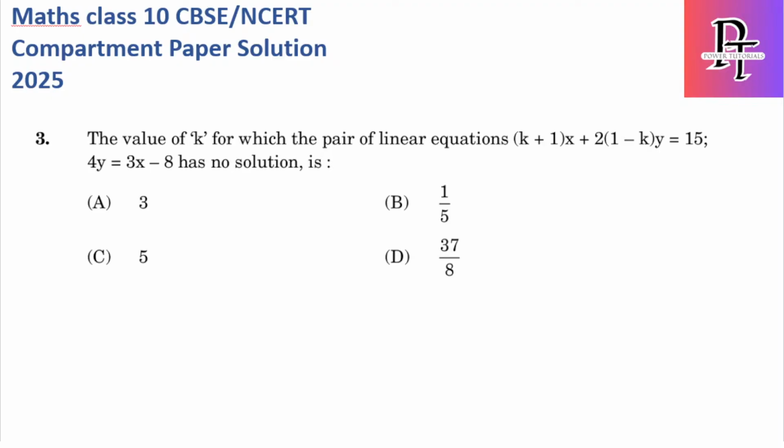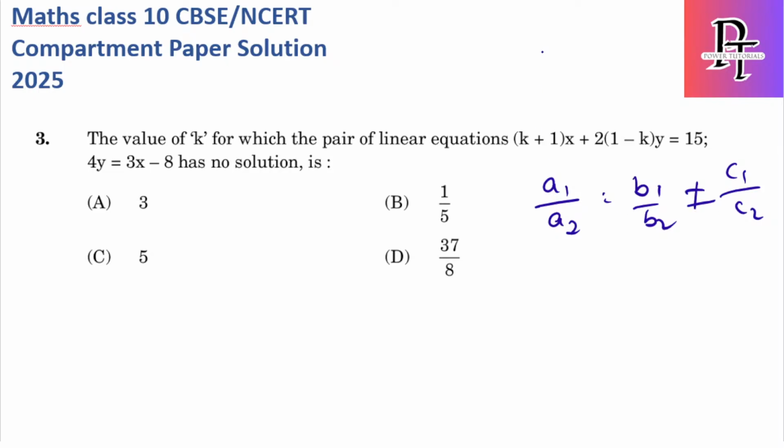Let's continue with the third question. The value of k for which the pair of linear equations has no solution. What is the condition for a pair of linear equations to have no solution? The condition is that the lines should be parallel. For parallel lines, a1 by a2 should be equal to b1 by b2 and should not be equal to c1 by c2. It's a similar question.